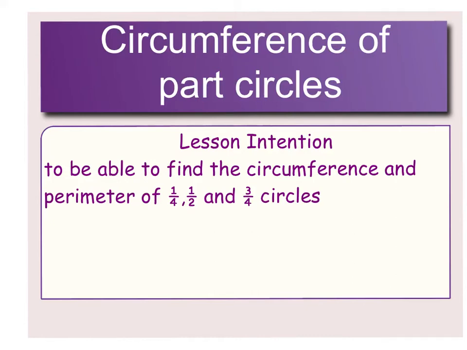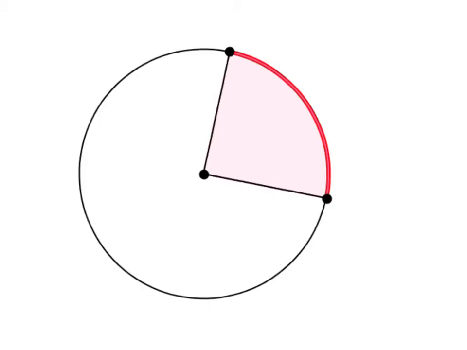Hi there, so in this video you should have already seen how to find the circumference of a full circle using the formula C equals pi d. What we're going to do now is look at parts of a circle and focus on quarter, half and 3/4 circles, ones that are identifiable as those fractions. In National 5 you'll be shown random size parts of circles, but right now we're focusing on the halves, the quarters and the 3/4.